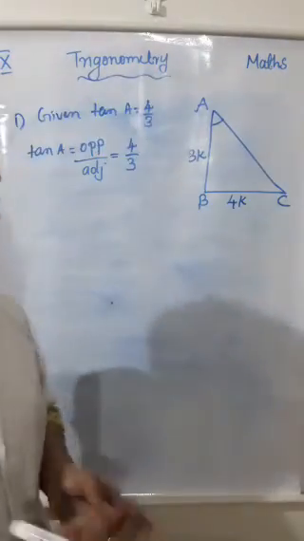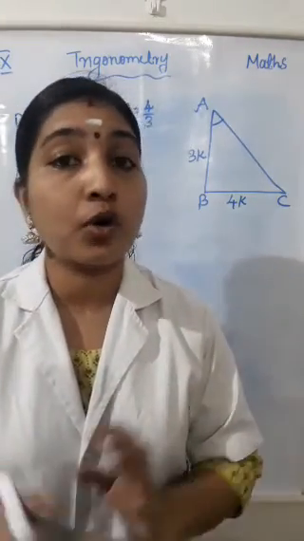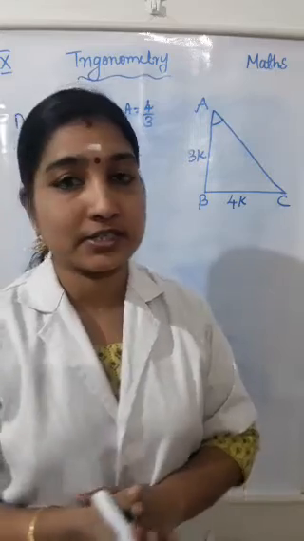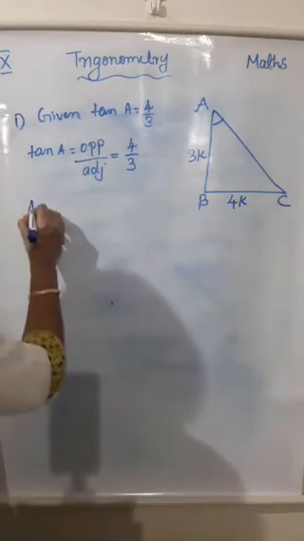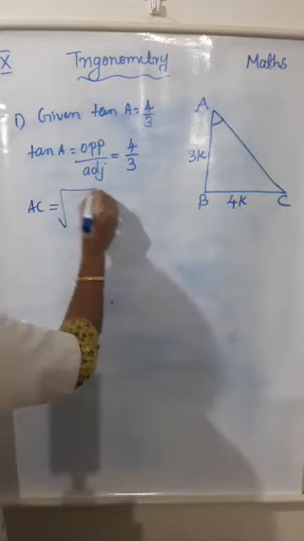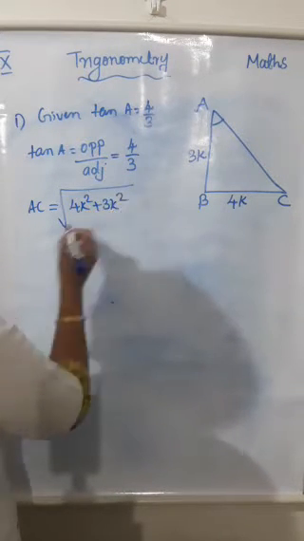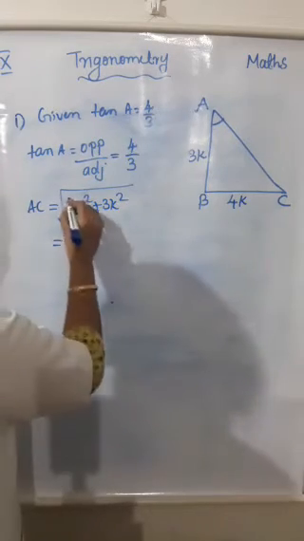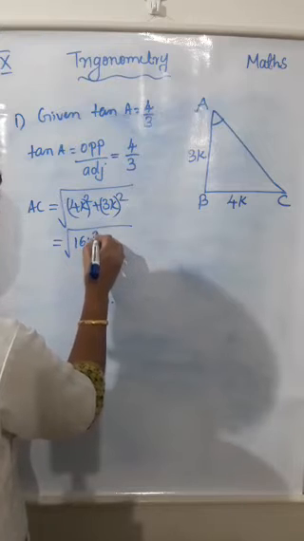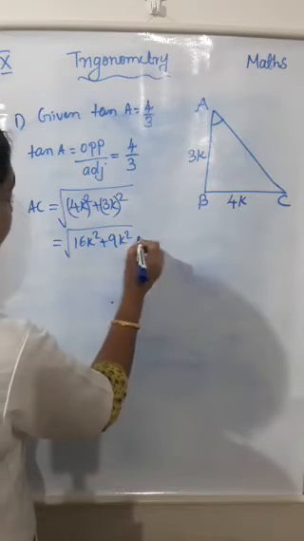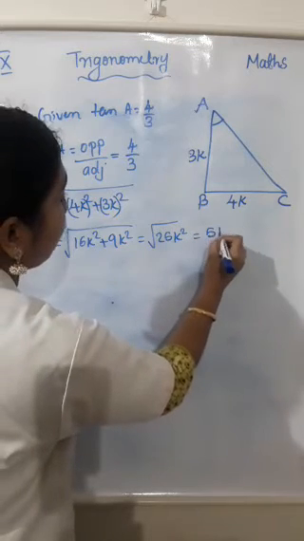Okay, here you know that sin A is equal to opposite side by hypotenuse. So we want to find the hypotenuse. First we want to find the hypotenuse AC. How can we find the hypotenuse? AC is equal to root of 4k square plus 3k square. That is equal to root of 16k square plus 9k square, that is equal to root of 25k square, is equal to 5k.